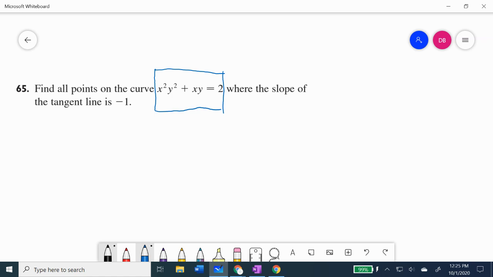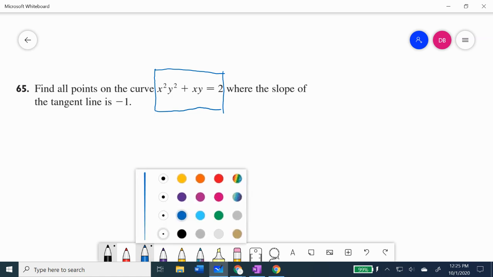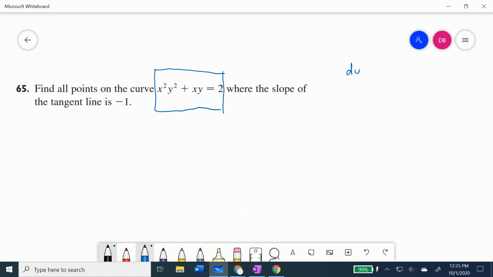So the first thing I've got to do is find slope of tangent line. Slope of tangent line means I need to know what dy dx is. Once I find dy dx, I need to set that equal to -1, and then I need to solve. But first I've got to get to dy dx.